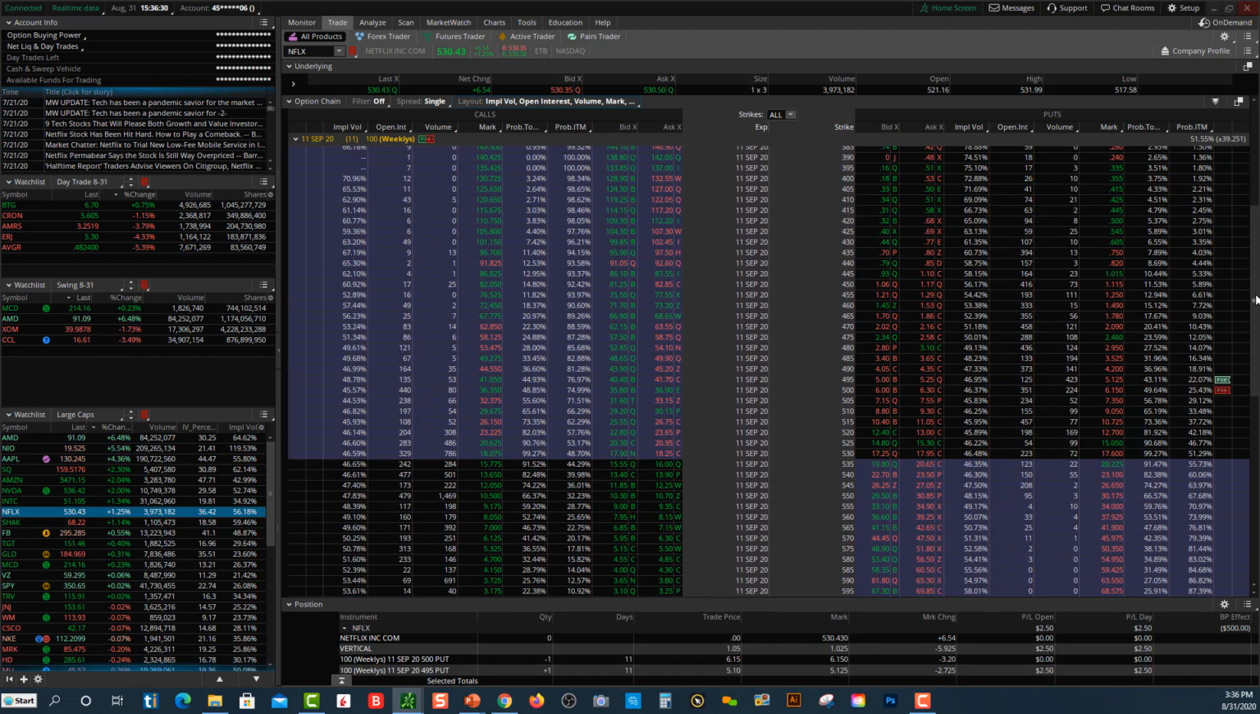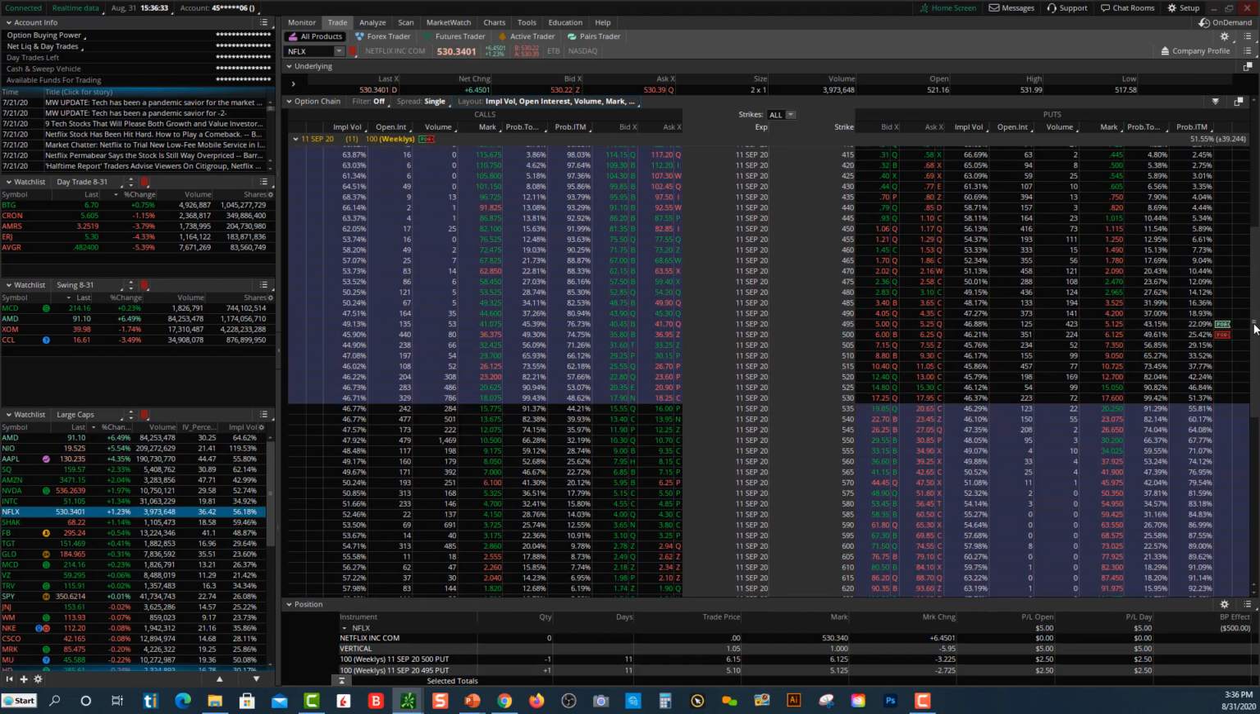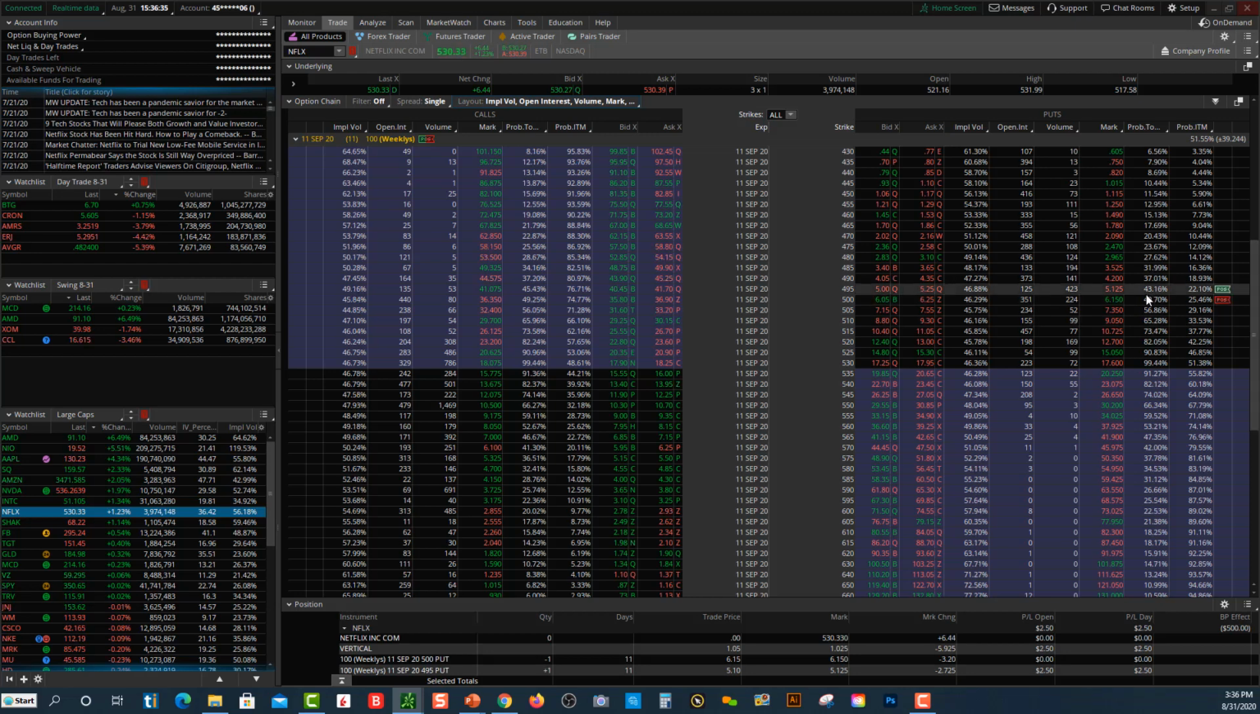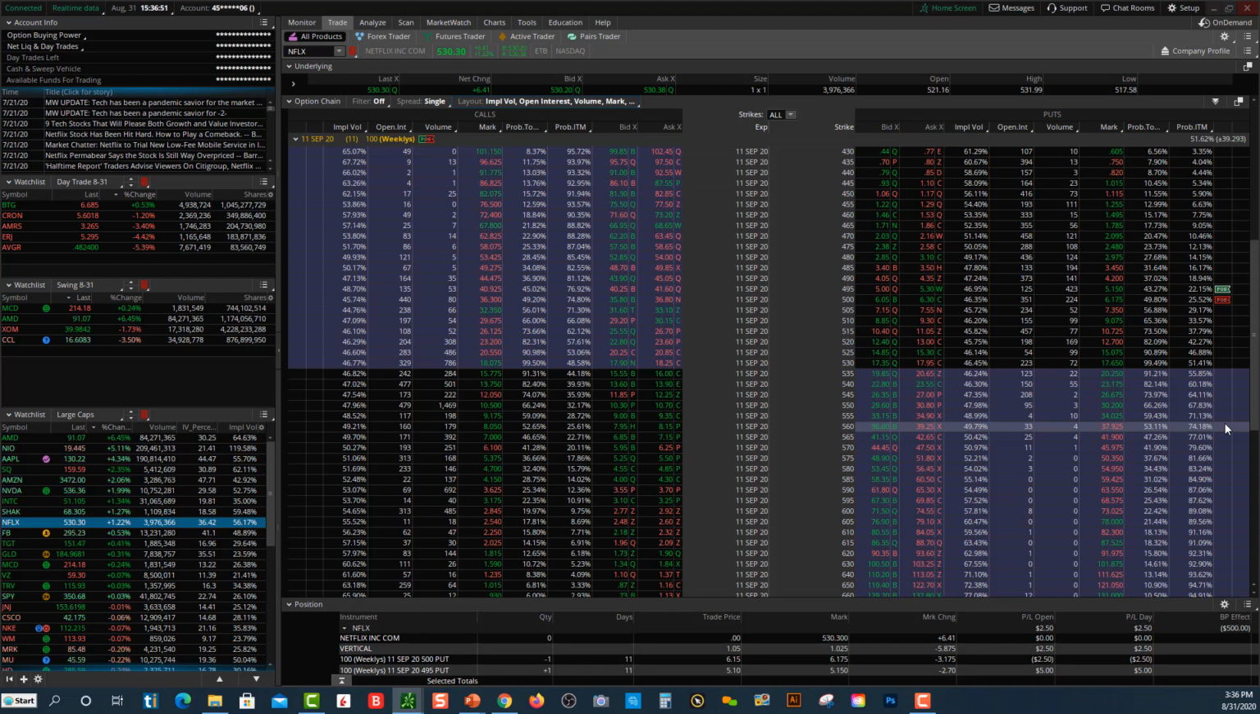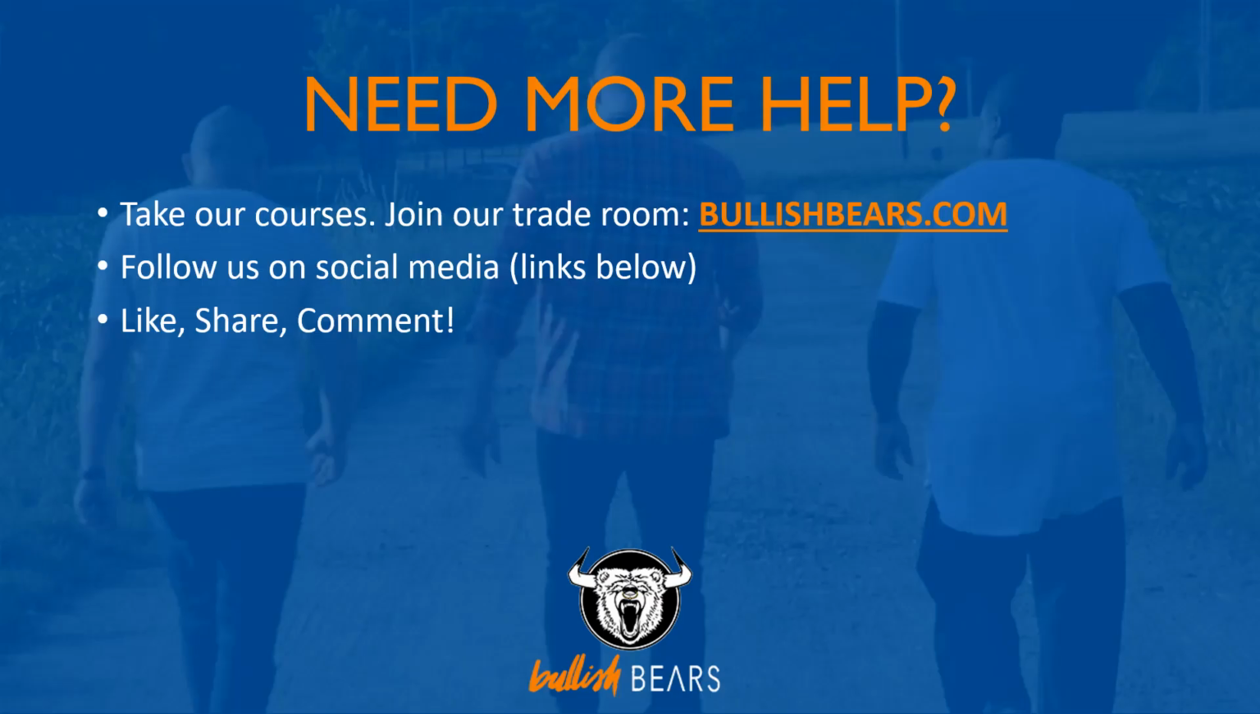But be aware that the probability of touch numbers are different than the probability of in the money, because it's the percentage chance that it can touch just at some point by expiration. So managing your risk is extremely important with any type of trading, especially with trading options. But also be careful: sometimes if price goes down to your level, you don't always need to get shaken out. Sometimes that's just natural price movement up and down within a stock.